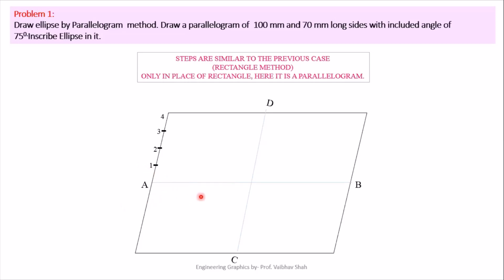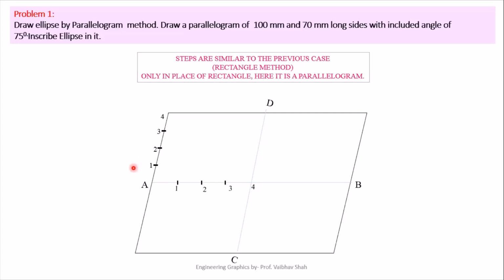So let us divide this horizontal line into four parts. We'll be dividing this horizontal line into four parts. We'll start numbering, obviously, from here: 0, 1, 2, 3, 4. Let us start numbering once again from 0, 1, 2, 3, 4.